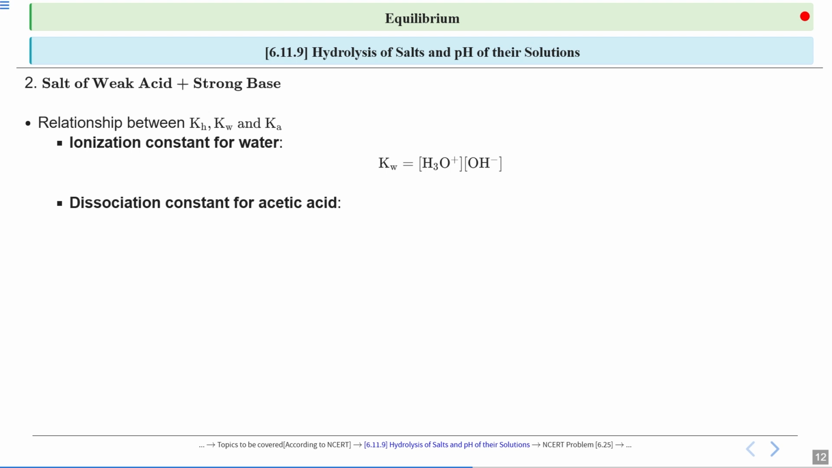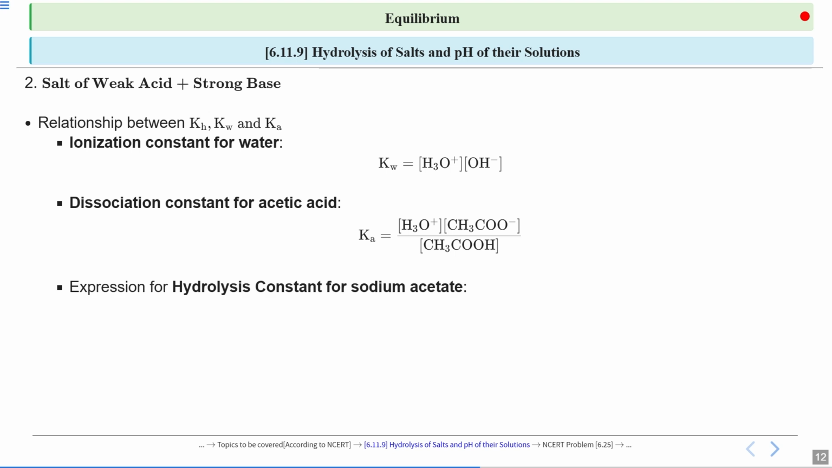Then what do we have for the dissociation constant? It is given by the concentration of the hydronium ion or H plus ion multiplied by the concentration of acetate ion divided by the concentration of acetic acid. Now, the third term which we are interested in is the hydrolysis constant, and we have derived the equation for the hydrolysis constant in the previous slide. We will put that same thing here. So that will be acetic acid concentration multiplied by the hydroxide concentration divided by the acetate ion concentration. So this is your KH.